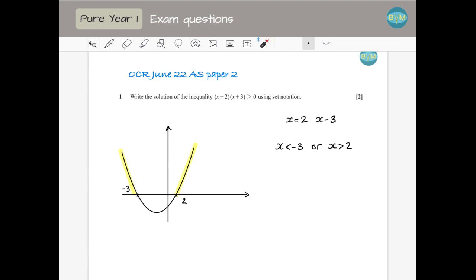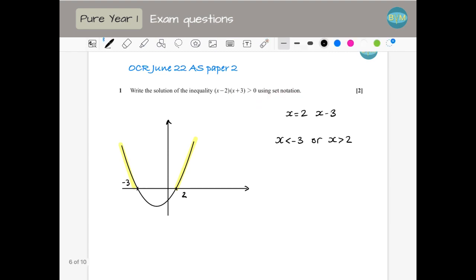That's when my quadratic is above 0, or this inequality is positive. But we have to write set notation. So remember, set notation is just with these fancy brackets. I'm going to write x and what I have here, which is x smaller than minus 3. And then I have another set of points that are x when x is greater than 2.